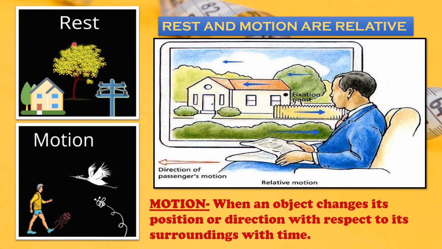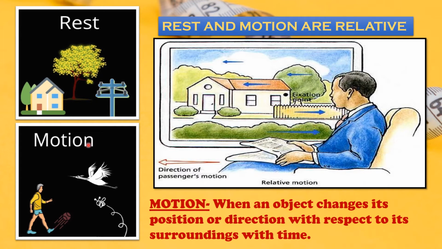Motion. When you observe things around, you will find that certain things change their position with time, while certain other things do not change their position. For example, table, chairs, they do not change their position on their own. We say they do not move. These objects are at rest.